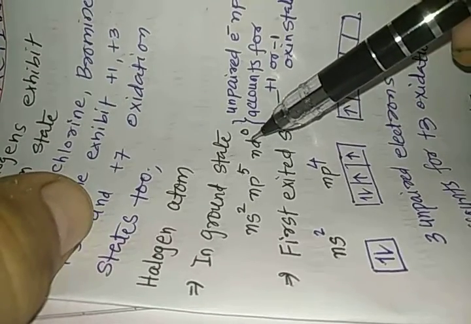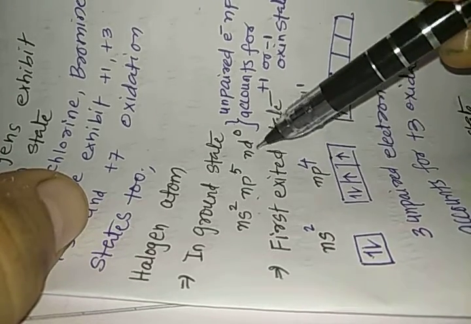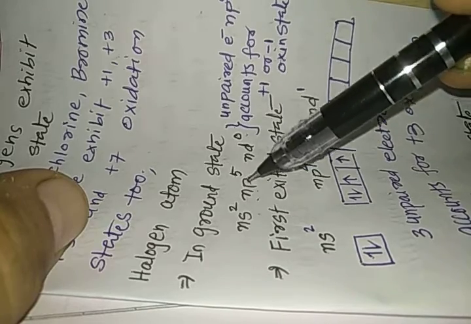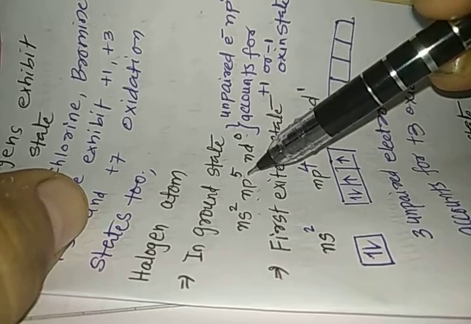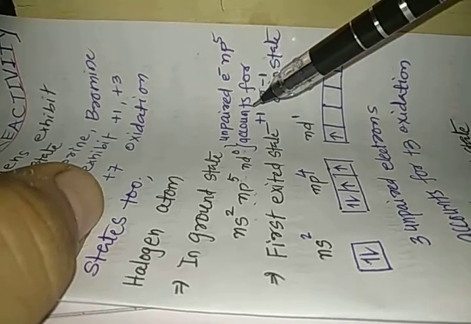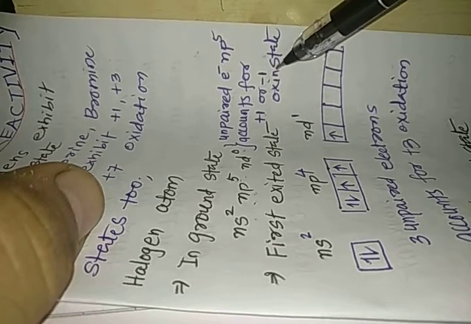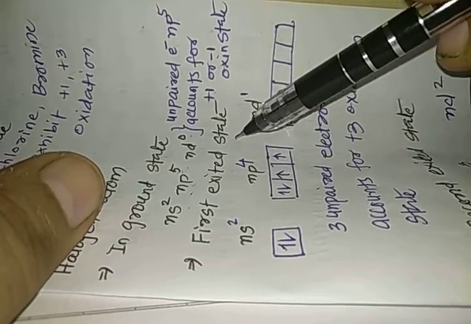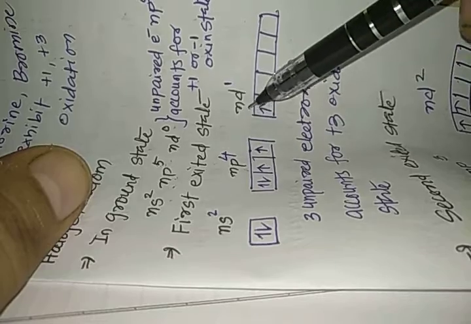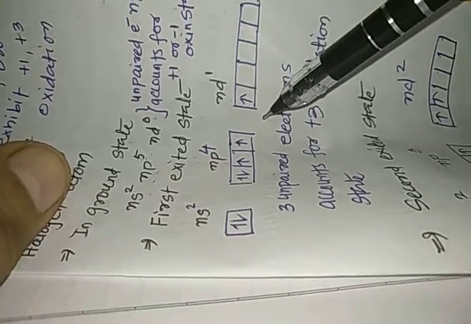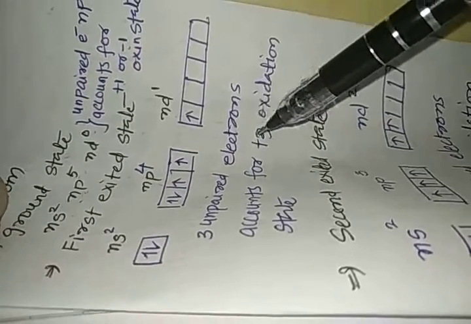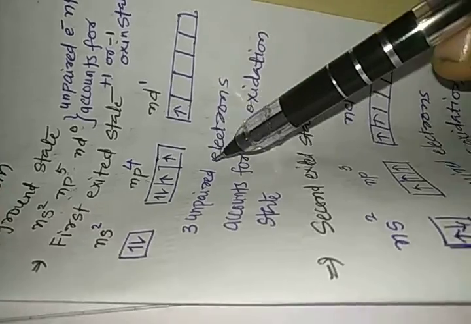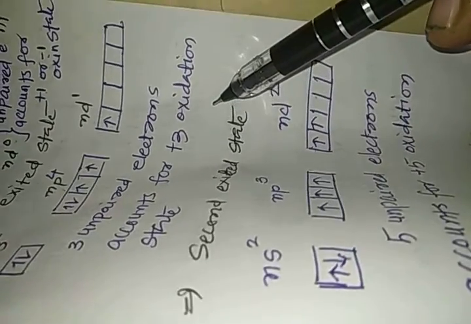Halogen atom in ground state has the electronic configuration ns2, np5 and nd0. You can see one unpaired electron in np5. So the unpaired electron in np5 accounts for the +1 or -1 oxidation state. Now when halogen undergoes the first excited state, it turns into ns2, np4, nd1. It means one electron from np goes to nd. As one electron from np goes to nd, three unpaired electrons are present. These three unpaired electrons account for +3 oxidation state.